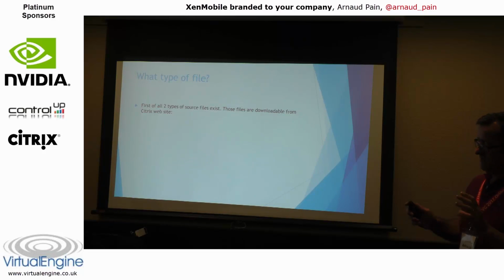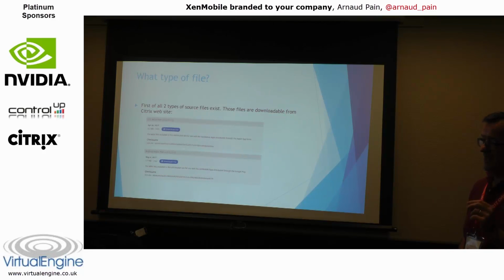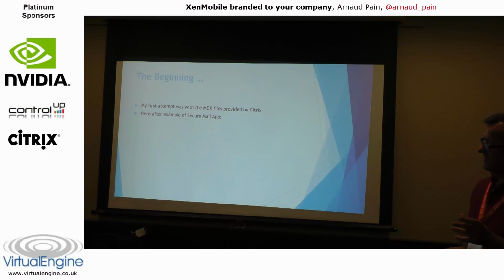So, what type of files do you find? On the Citrix website, you can find 2 types of files. The index files, that Citrix provides, and will provide only this. Citrix will only provide this type of file at the end of this year. And you have the enterprise files, which are the source files that you can wrap yourself.